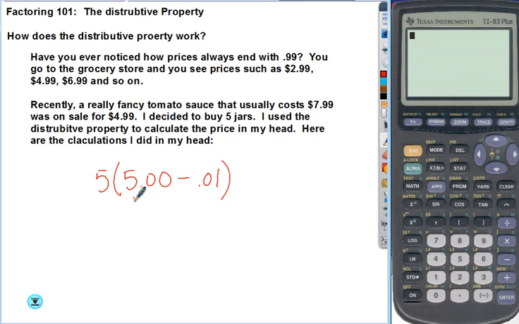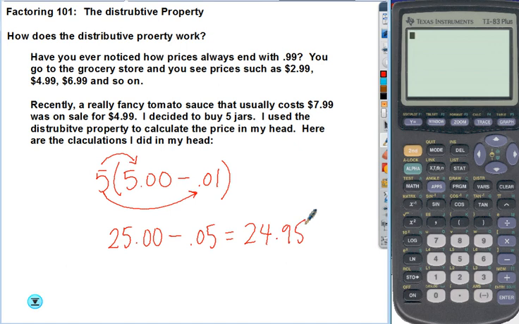So 5 times 5 would give me $25. So I just multiplied 5 times $5. But now for each jar I have to take away 1 cent. So 5 times 1 cent would give me 5 cents. So I subtract 5 cents. $25 minus 5 cents is $24.95. Easy way to do that. And all I did was distribute the 5 to the $5 and to the 1 cent.